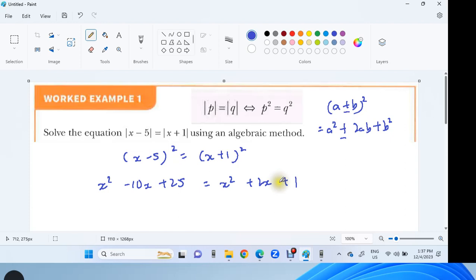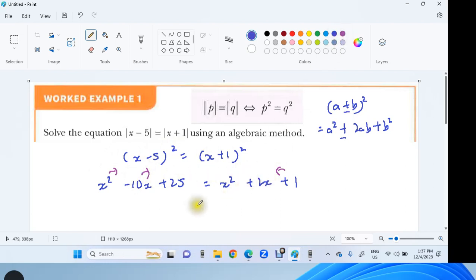The next thing is we move x to one side. Why do I move the x behind? Because x squared minus x squared, when I move to either side, the x squared won't appear anymore. But I have negative 10x and 2x here.